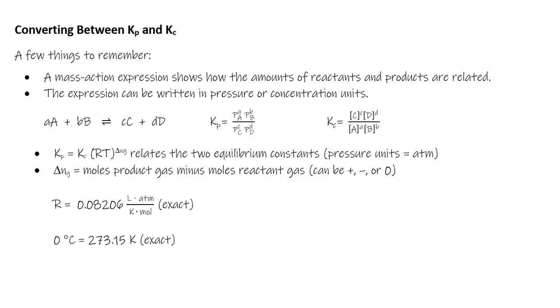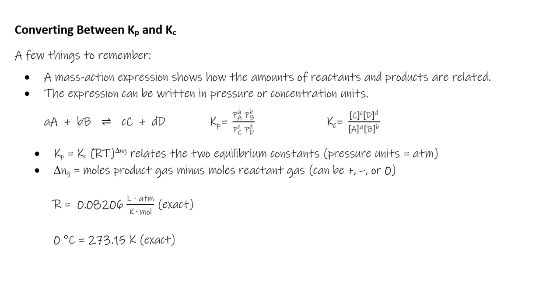The Kp equation relates the two equilibrium constants when the pressure units of Kp are in atmospheres. This form of the equation is used to solve for Kp, but we can also rearrange it to solve for Kc. Be careful with the exponent delta Ng. It is calculated as the moles of product gas minus the moles of reactant gas, using the balancing coefficients from the chemical equation. The value can be positive, negative, or 0.